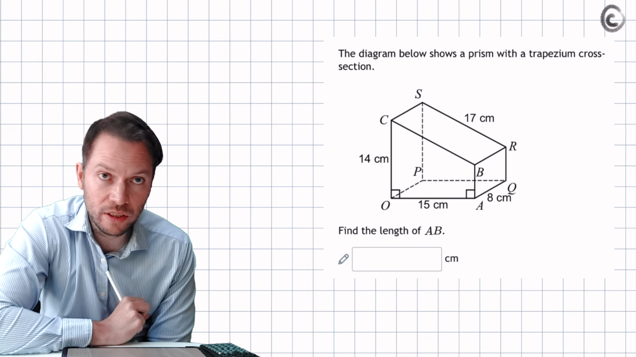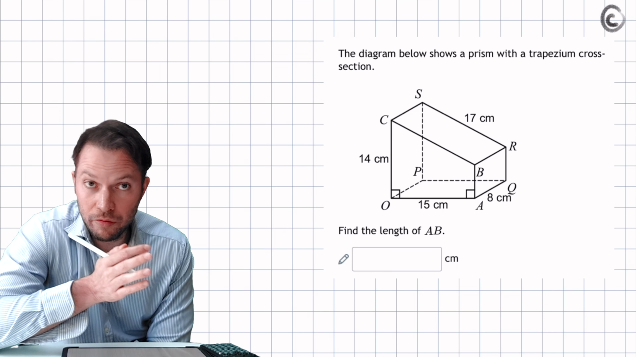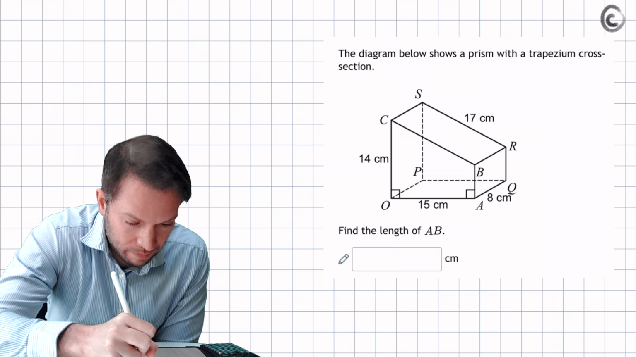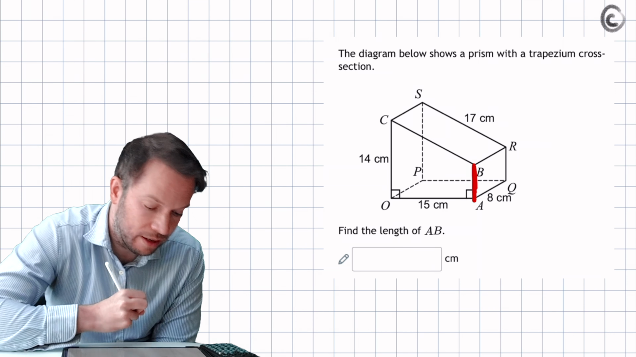Hi, in this video we're going to find a length on a prism, in this kind of 3D shape. It's a prism, and we want to find specifically the length of AB, which is here. That's the length of AB. Now, how do we do that?